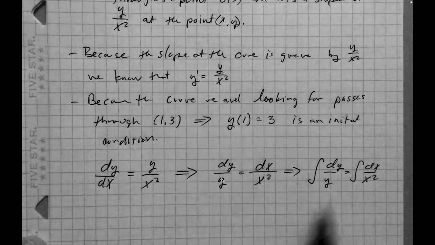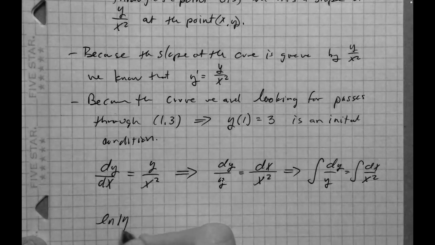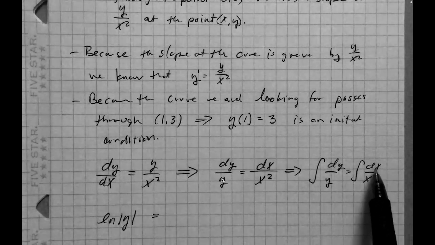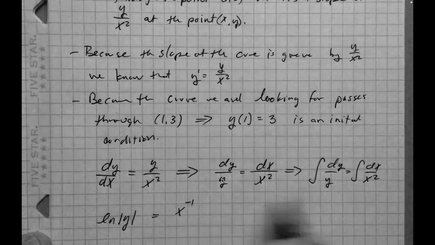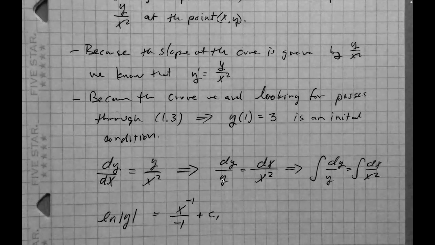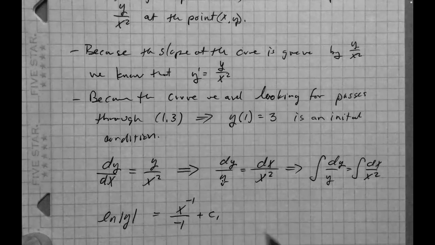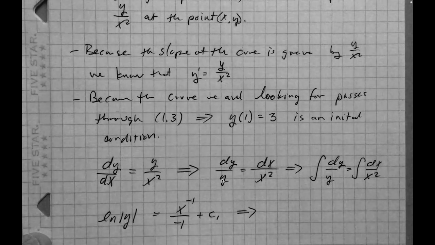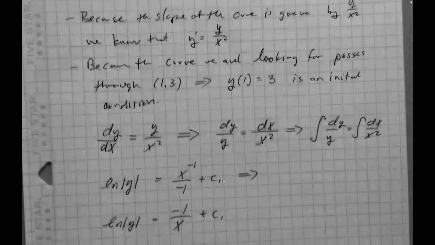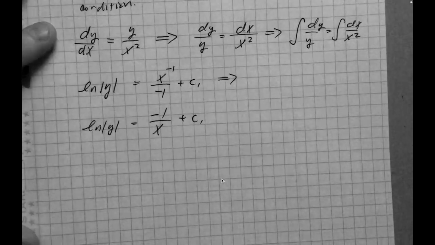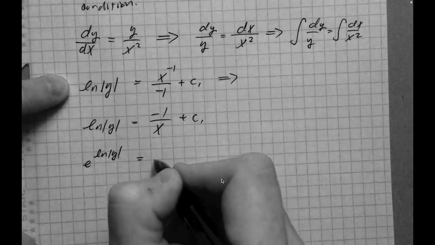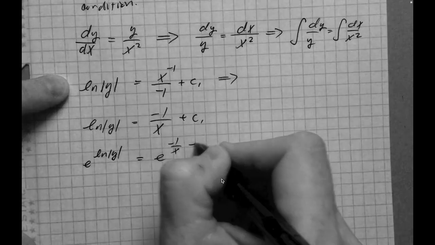And how do we do that? Well, this is the natural log of y. And this over here is really x to the negative 2 power. So the integral there would be x to the negative 1 over negative 1, plus a constant. Maybe better to write it as the natural log of y equals negative 1 over x plus c1. Then we can get rid of the natural log by saying e to the ln of y equals e to the negative 1 over x plus c1.